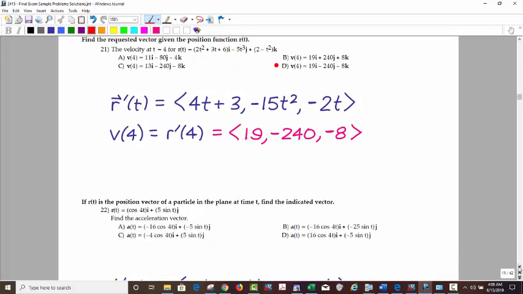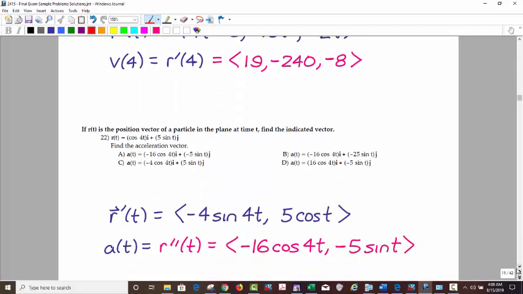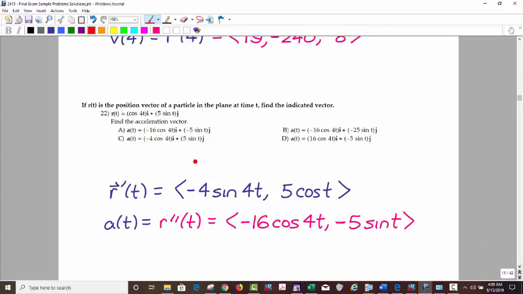All right, let's take a look at number 22. Find the indicated vector at time t. So this one's not plugging in an actual t, though. It's just generic in terms of t. There's no numerical value. So acceleration means second derivative. So it's cos 4t, 5 sine of t.